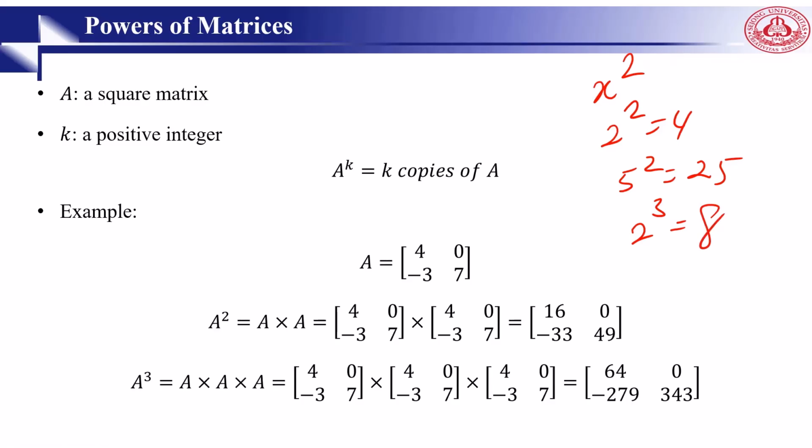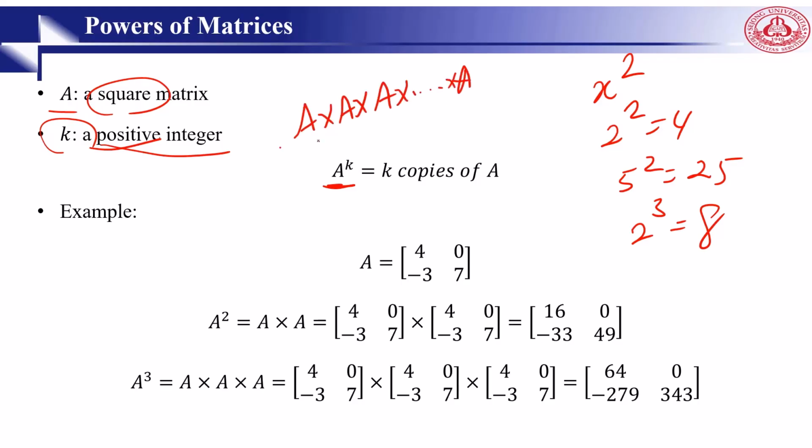Yes. If we have a square matrix like A and we have a positive integer k, then A in power of k, a matrix in power of a positive integer, not negative, is simply k copies of A. A multiply A multiply A multiply A. How many times? K times. For example, if this is our square matrix A, 4, 0, minus 3, 7, we want to find out A squared. It is very simple.